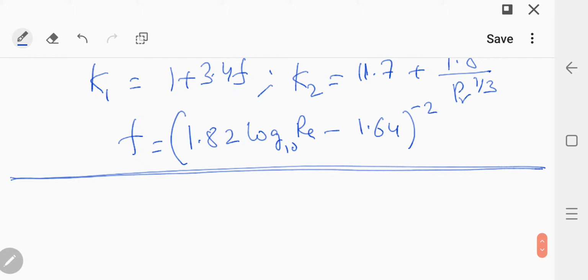Okay, now the question is as follows. The water is flowing through a pipe whose internal diameter is 5 centimeter with an average velocity of 0.01 meter per second. I again repeat, water is flowing through a pipe whose internal diameter is 5 centimeter with a velocity of 0.01 meter per second.